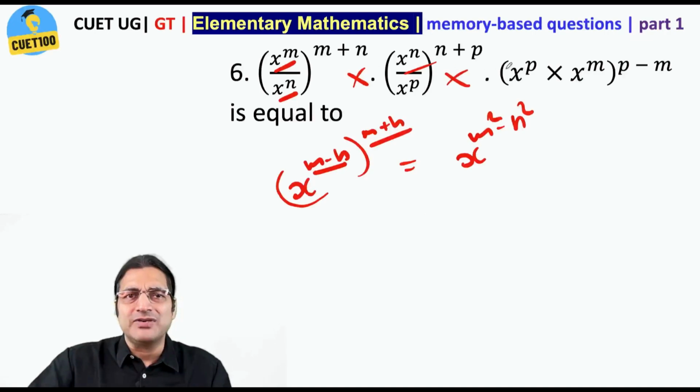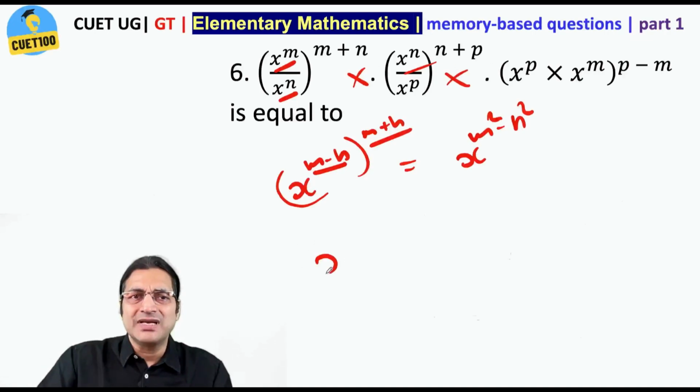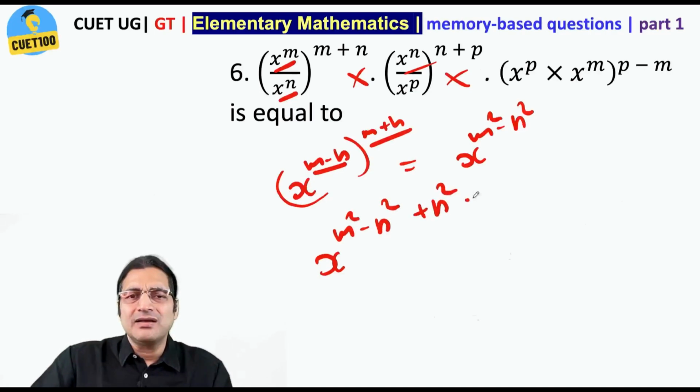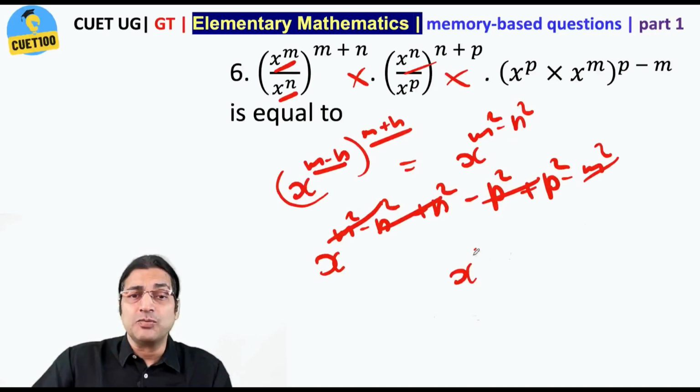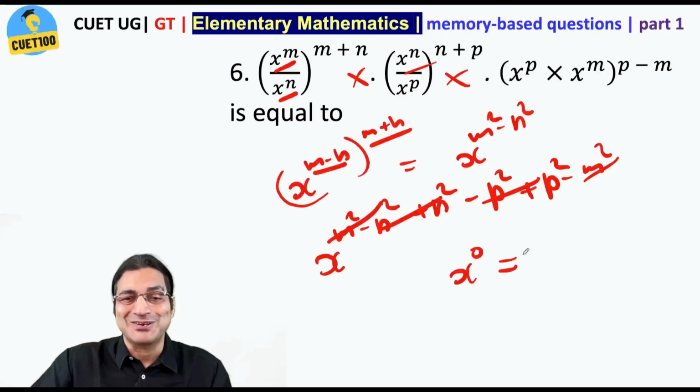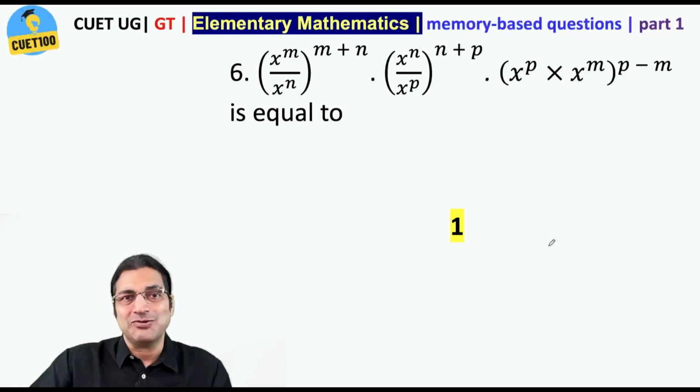So all the powers will get added. So it becomes x to the power m square minus n square plus n square minus p square plus p square minus m square, right? This gets cancelled. Oh, it becomes 0, x to the power 0, and anything raised to the power 0 except 0 raised to the power 0 is always 1. So that's the answer. Easy peasy, isn't it?